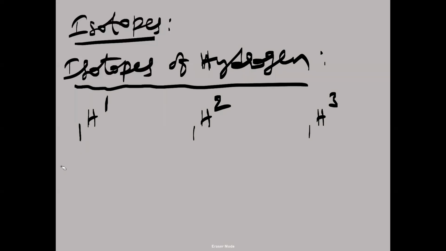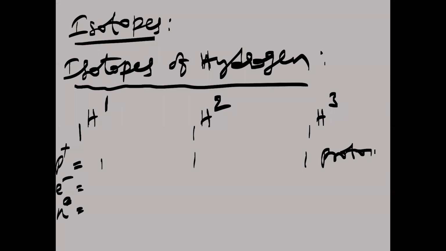Is that clear? Now tell me the number of protons, number of electrons, and number of neutrons in the three species. Number of protons, how many? First, 1. Here also 1 proton. Here also 1 proton.